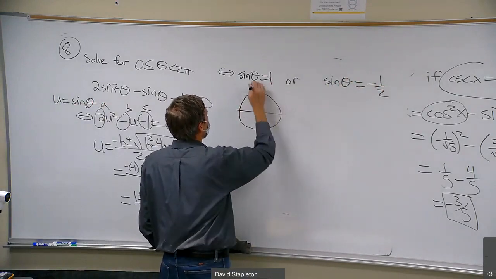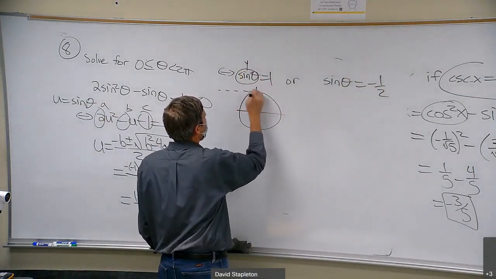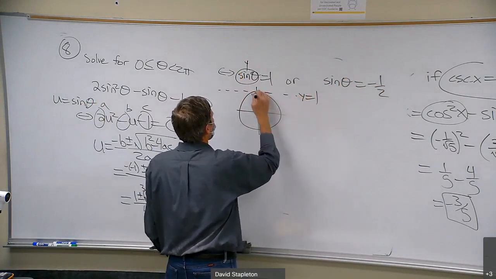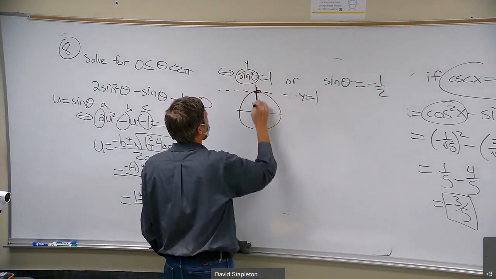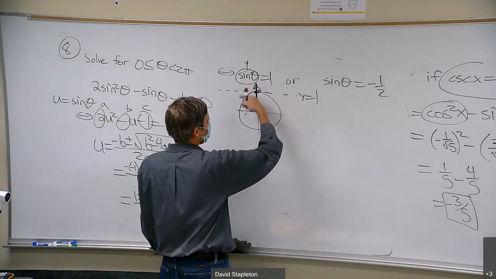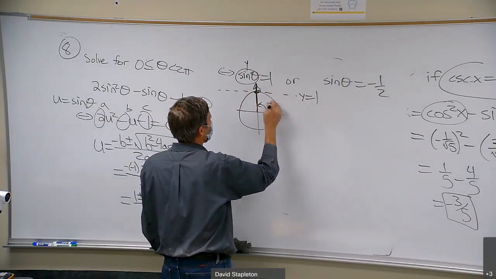So sine theta, the y coordinate, equals 1 says I take this line here, y equals 1. I find only one point on the unit circle, hence only one terminal ray. And for angles from 0 to 2 pi, there's only one solution, pi over 2.